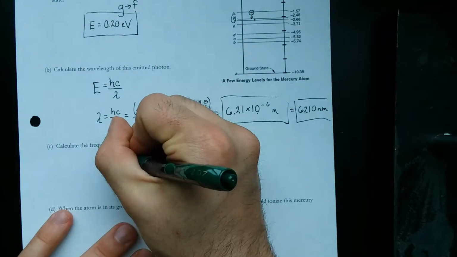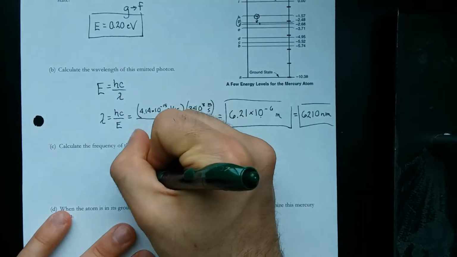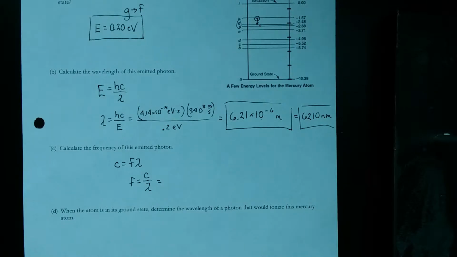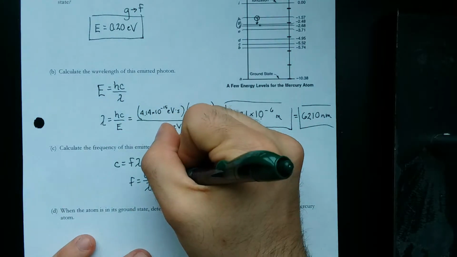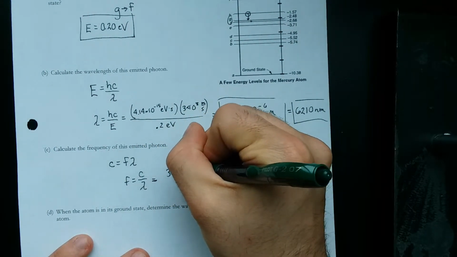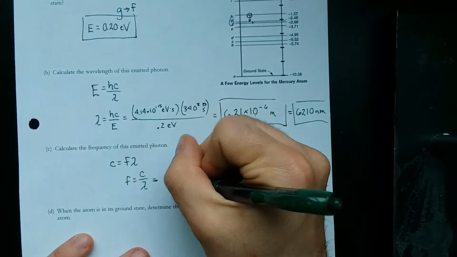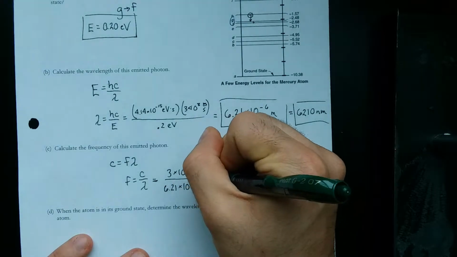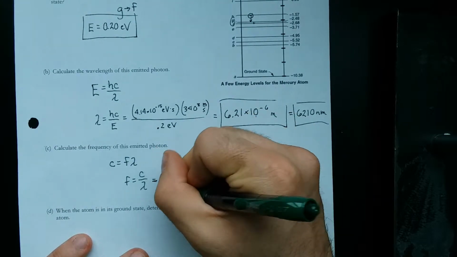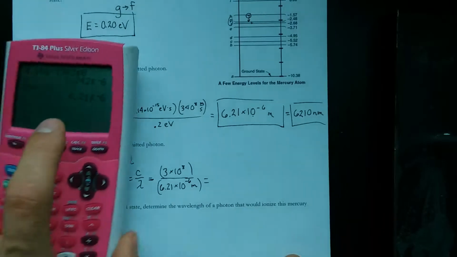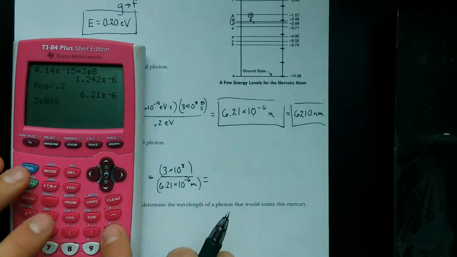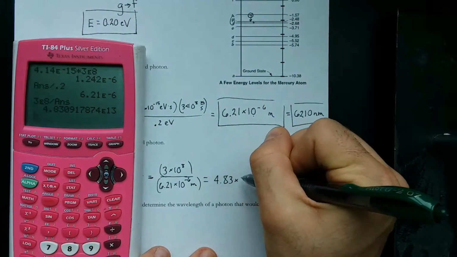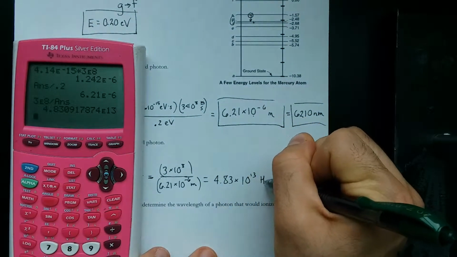How much is its frequency? Well, let's do c equals f lambda, or f equals c over lambda. Remember, this is inside the atom, so we were talking about a vacuum, and then we can use c for the speed of light: 3 times 10 to the 8th, all over the wavelength, 6.21 times 10 to the negative 6th meters. You could also use E equals hf here and figure out your f. And I got 4.83 times 10 to the 13th hertz.